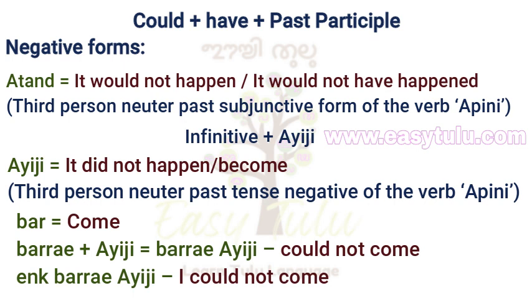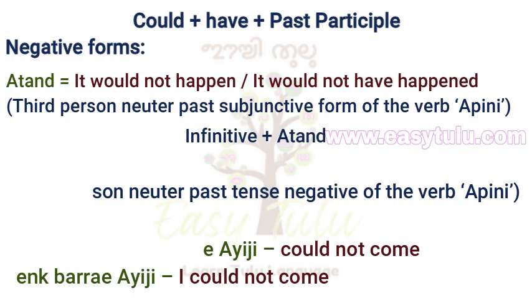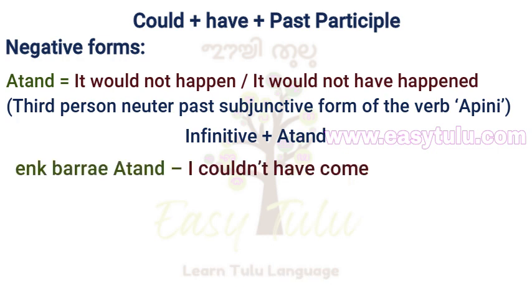Now change the word aiji to atandu. Third person neuter past subjunctive form of the verb apini. Atandu means it would not happen or it would not have happened. Infinitive plus atandu. Enku barre atandu means I could not have come.